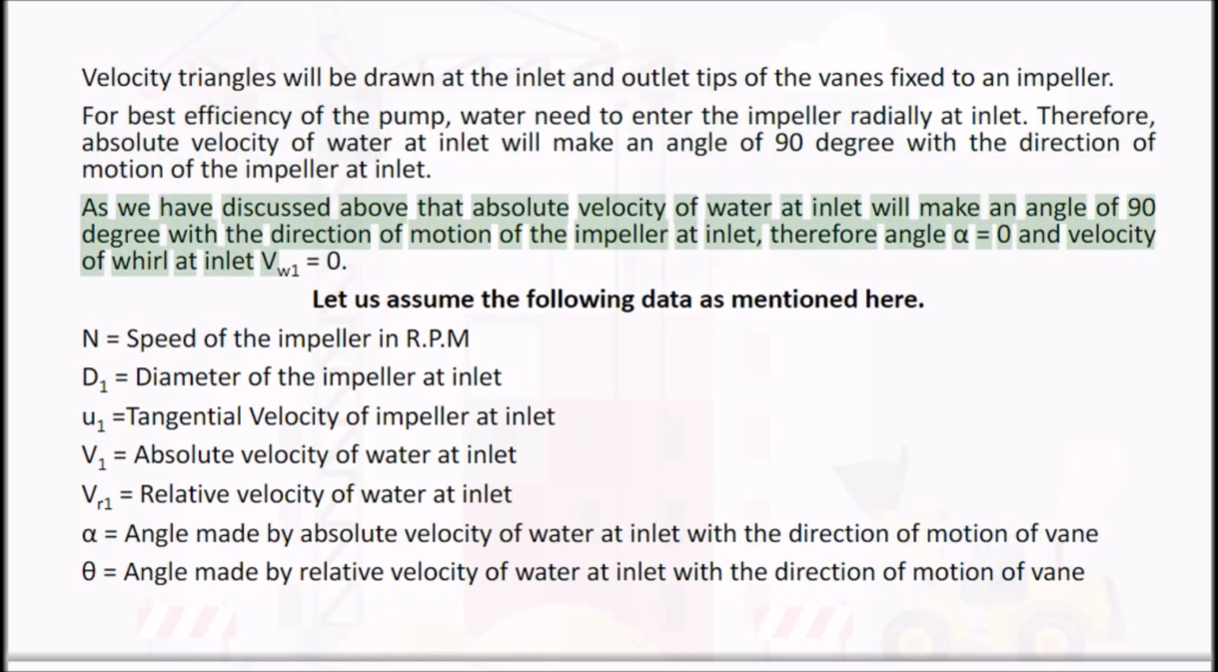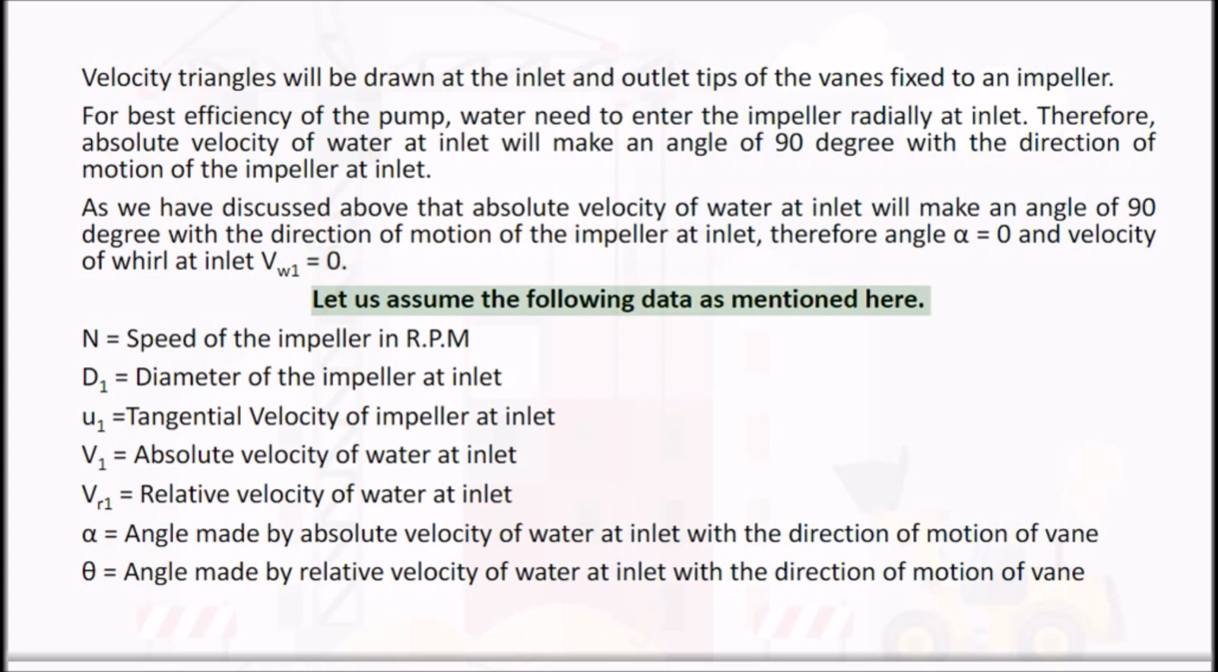As we have discussed above, absolute velocity of water at inlet will make an angle of 90 degrees with the direction of motion of the impeller at inlet. Therefore angle alpha equals 0 and velocity of whirl at inlet, V_W1, equals 0.